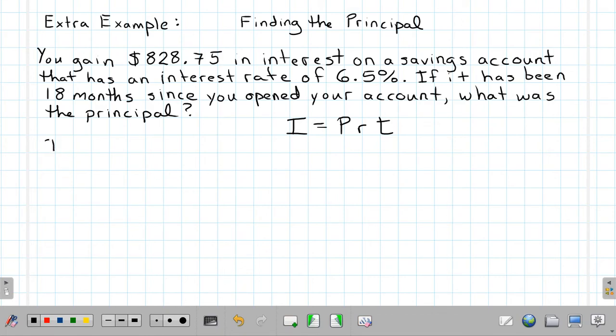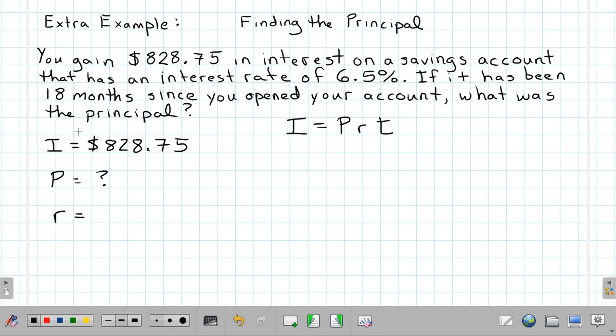And let's go through and see what we have. Well, do we know what the interest is? Well, you gain $828.75 in interest. So we know the interest is $828.75. Okay, savings account. The question is asking for the principal. So what was the principal? So we do not know P. Okay, that's what we're looking for in this question. So that means we should know R and T.